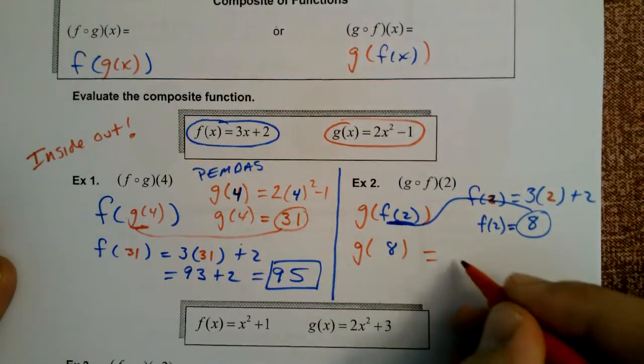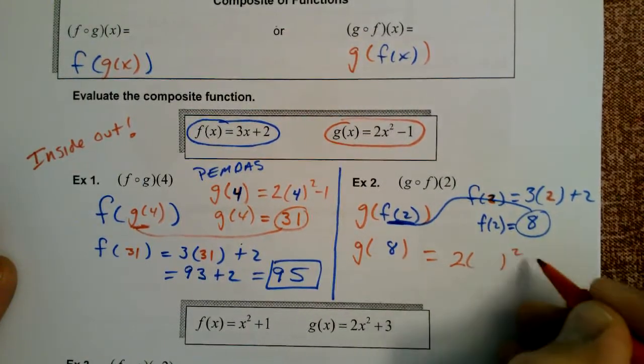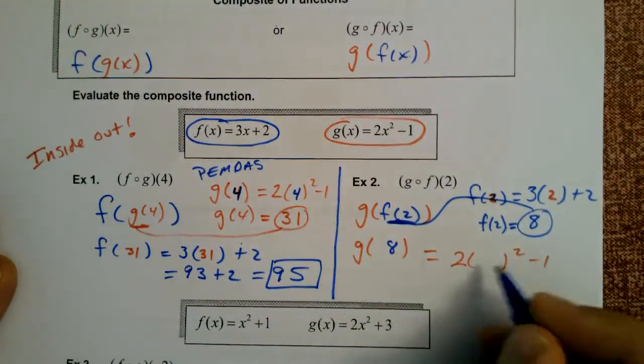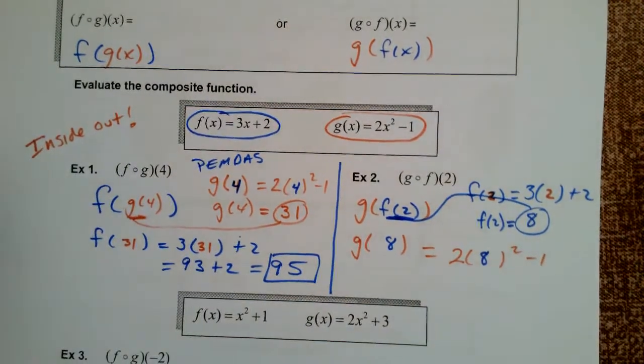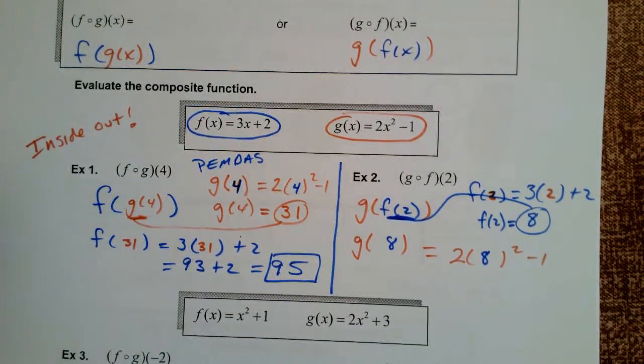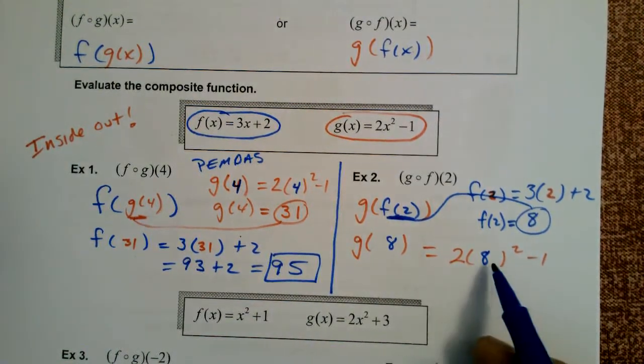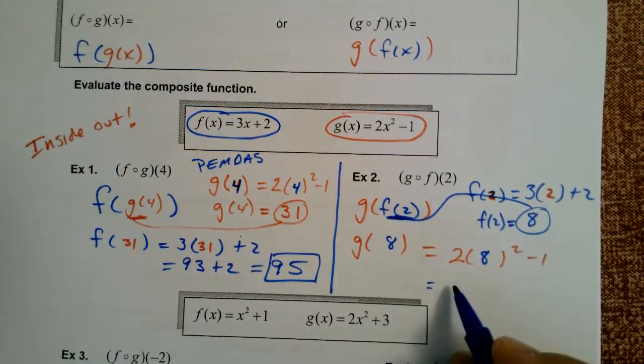G function, coolest function ever. G, Mr. G, that's me. Plug in 8. Please excuse my dear Aunt Sally as you go through. 8 squared is 64, so I'll write that out.